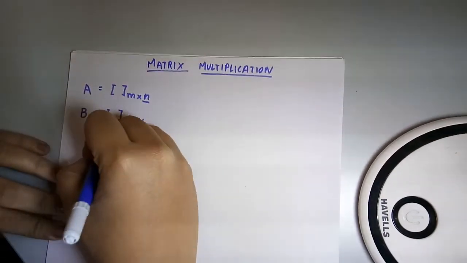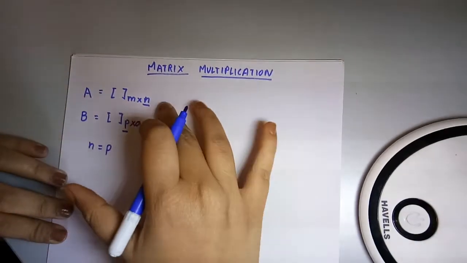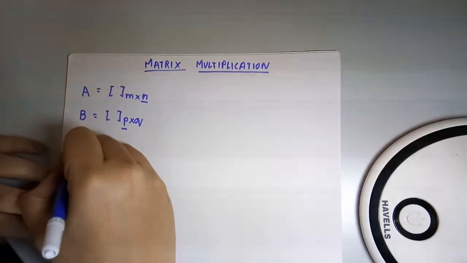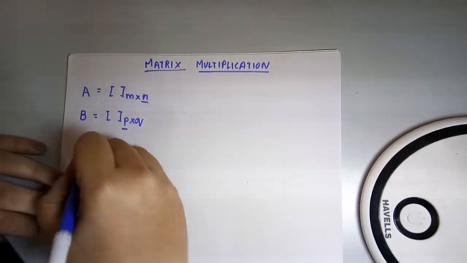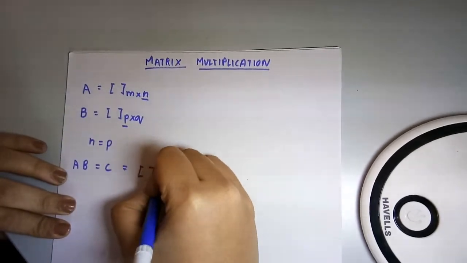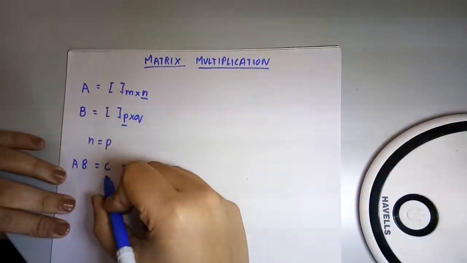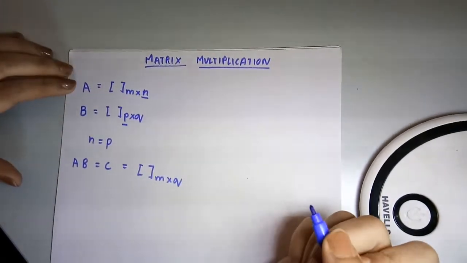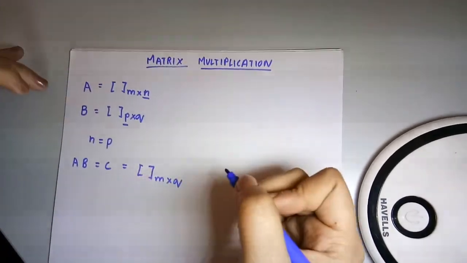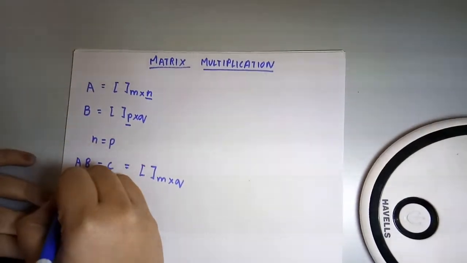So n equal to p is the condition, which means that the number of columns of A has to be equal to the number of rows of B. And if AB gives us C, then C is a matrix of the order m cross q, which means that the number of rows in this matrix will be equal to the number of rows in A and the number of columns will be equal to the number of columns of B. I'll show you how matrix multiplication happens using a few examples.